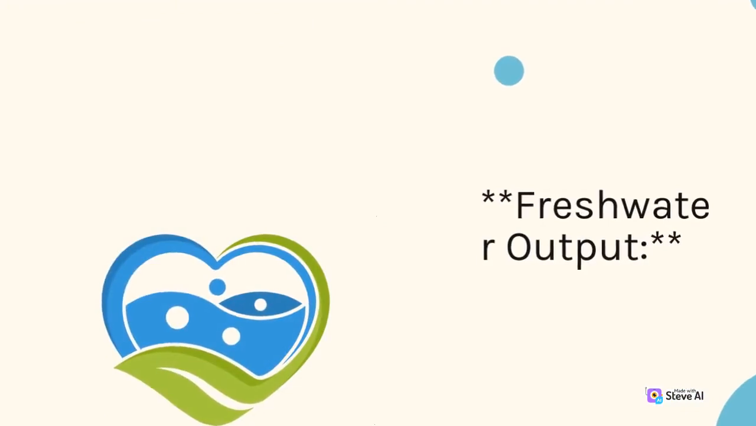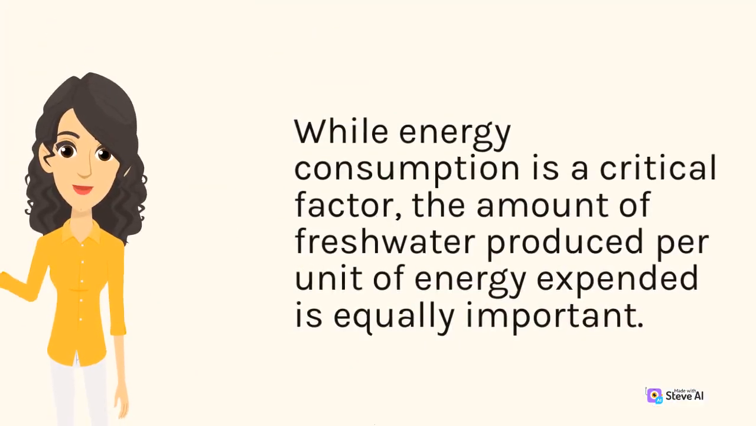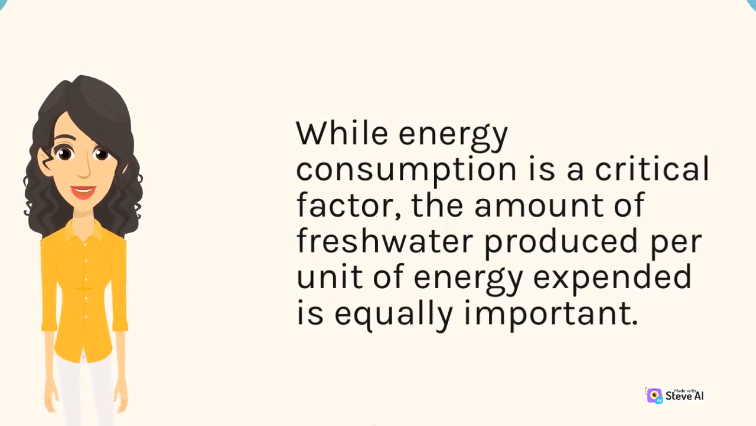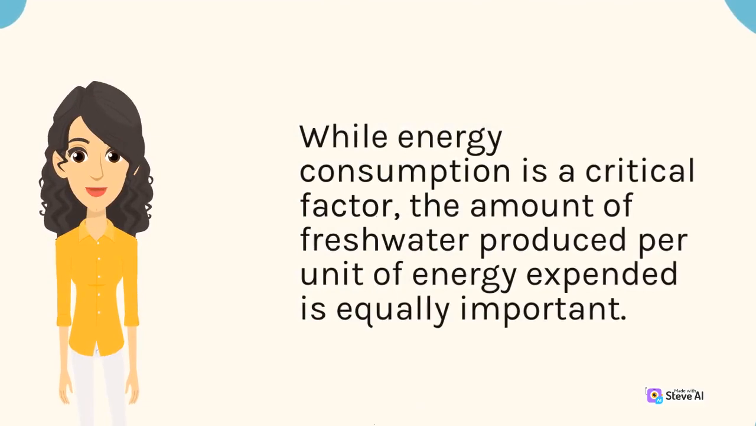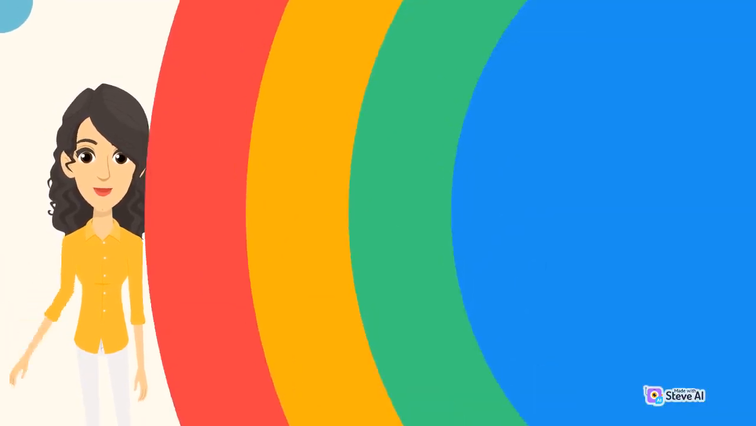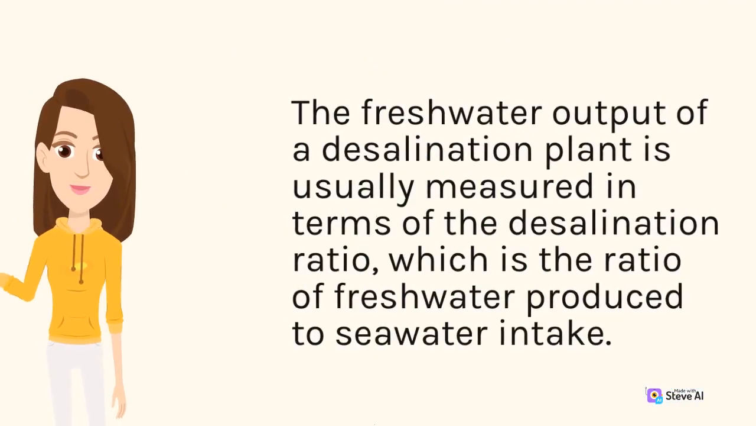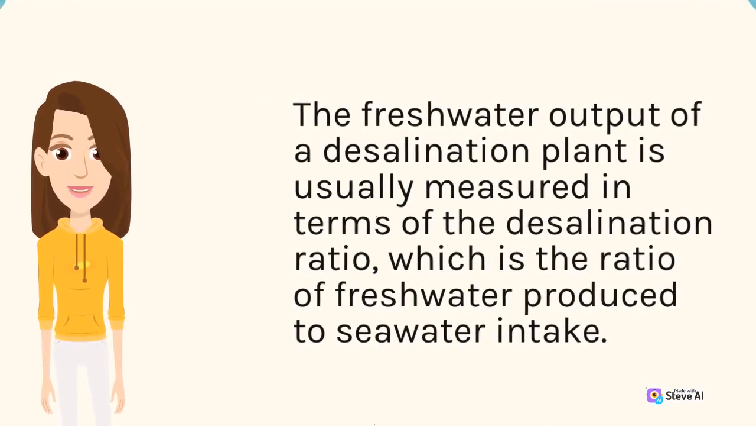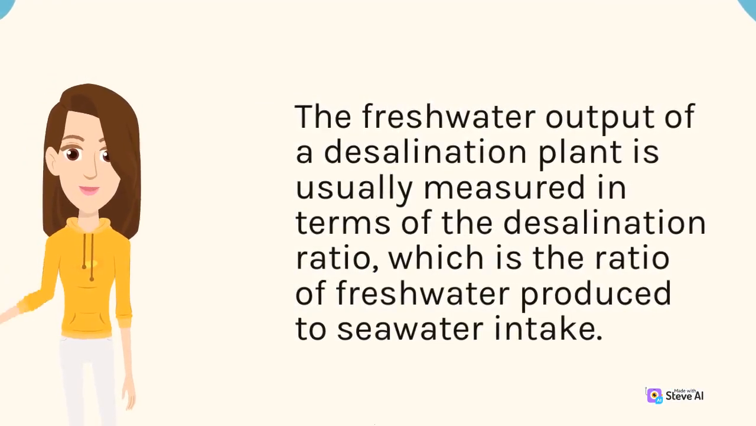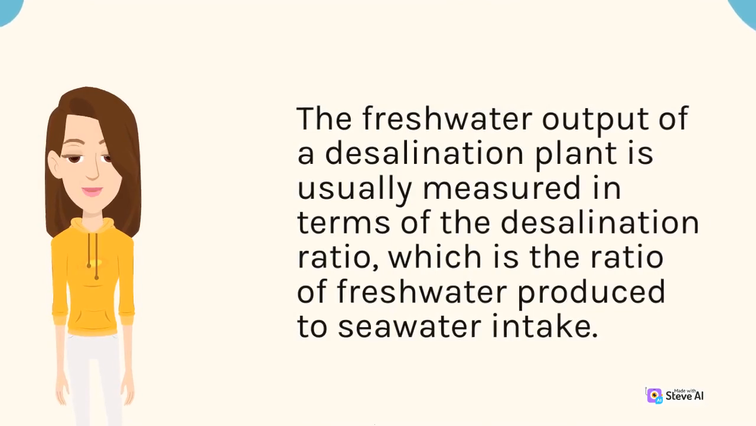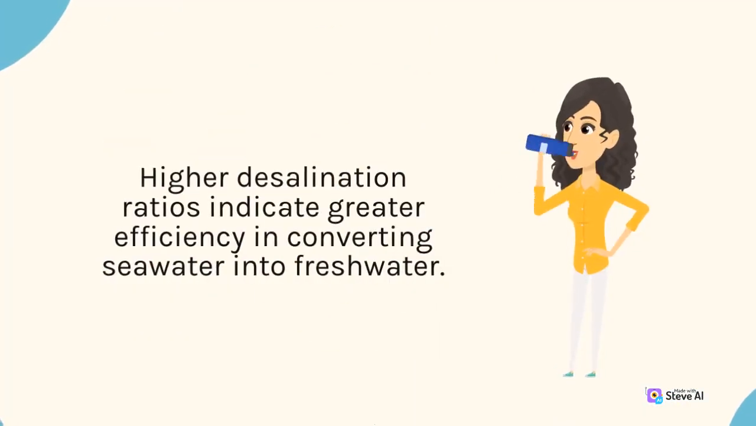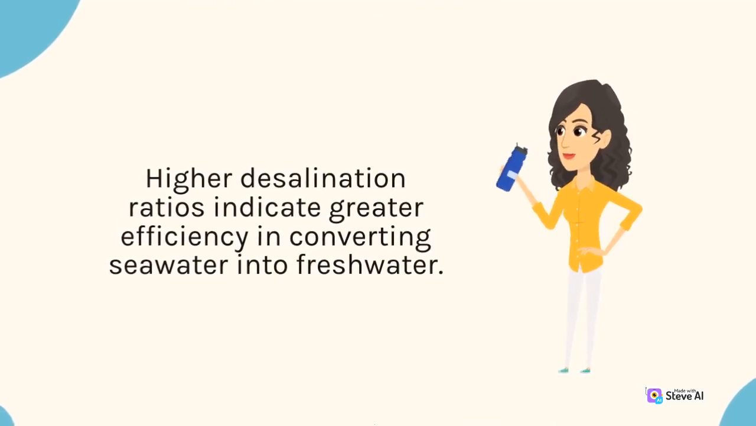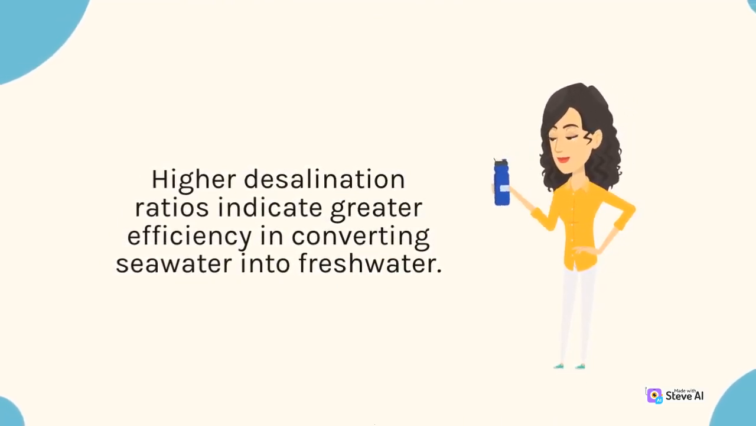Freshwater output. While energy consumption is a critical factor, the amount of freshwater produced per unit of energy expended is equally important. The freshwater output of a desalination plant is usually measured in terms of the desalination ratio, which is the ratio of freshwater produced to seawater intake. Higher desalination ratios indicate greater efficiency in converting seawater into freshwater.